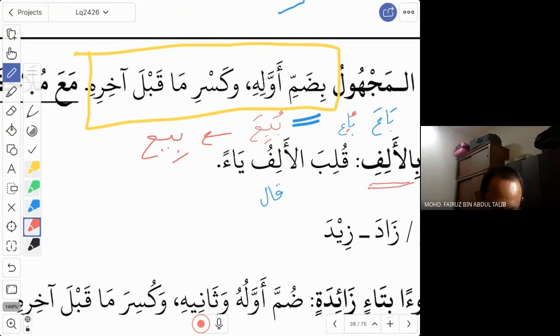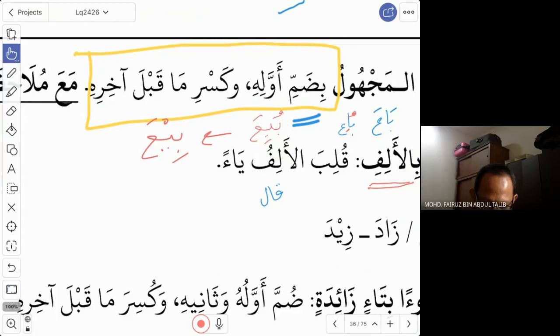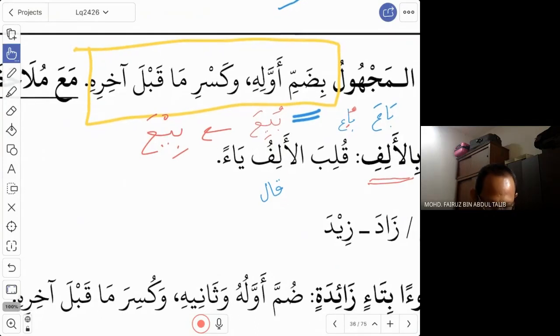You see some changes. Some changes have occurred to the fi'il, but the original rule is still applied. Buya, with some changes here. Later on, they change to bi'a. So that is why I said earlier, for words like this, you just memorize ba'a, bi'a.